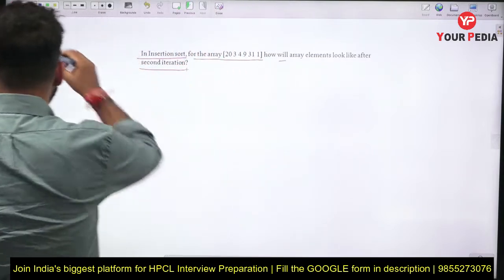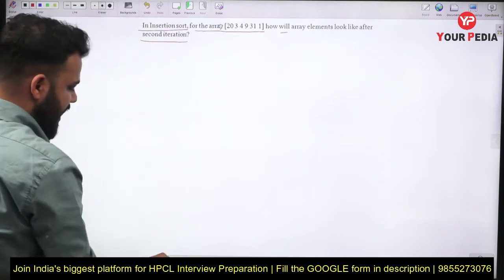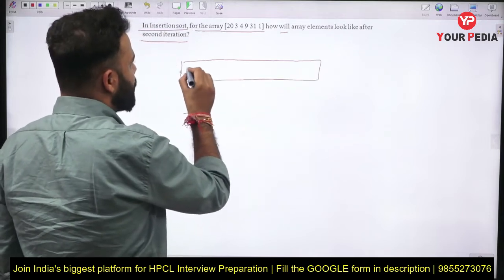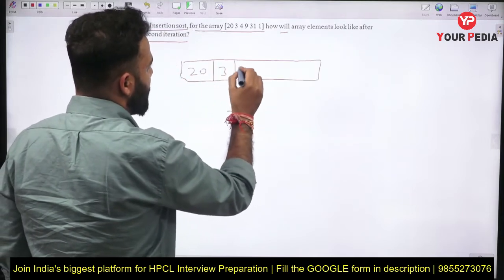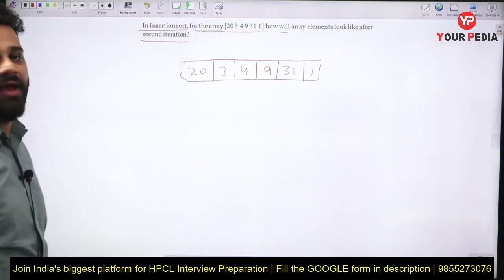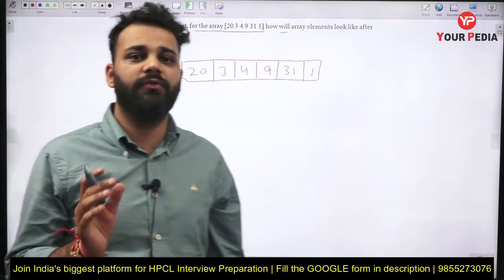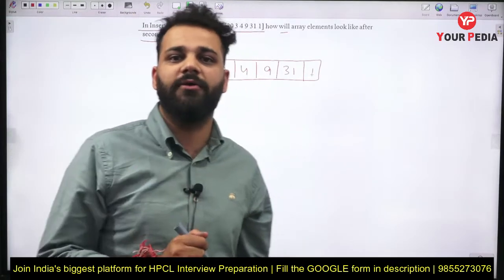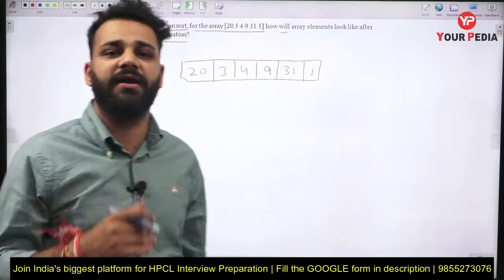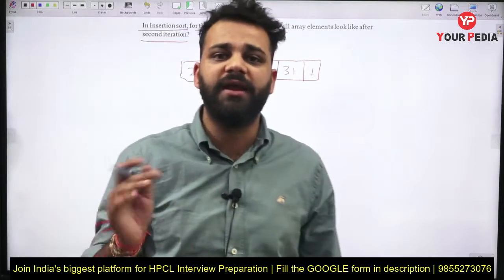So now let's do the question first. The array you have been given is this. Now, as we know, insertion sort is an in-place algorithm. What do we mean by in-place algorithm? An in-place algorithm is an algorithm which does not take extra space, or you can say an extra array, to perform the operation. All the operations will be performed on the given array. You don't take any extra space.